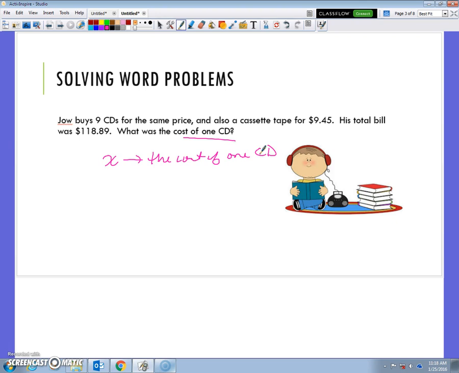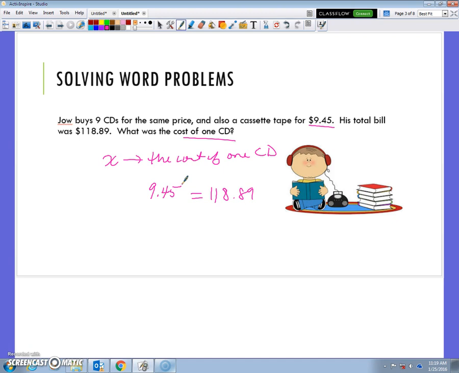The more CDs that Joe buys, the more expensive it becomes. His cassette tape, though, never changes. It'll always be $9.45, and his total bill is always going to be $118.89 in this specific problem. The total almost always is going to be on the right side of your equal sign. That's how much it's going to be at the end of the day. I know for sure that this $9.45 is not going to change because I only bought one cassette tape, and that's exactly how much it cost. So that's not going to change at all. We call that a constant.